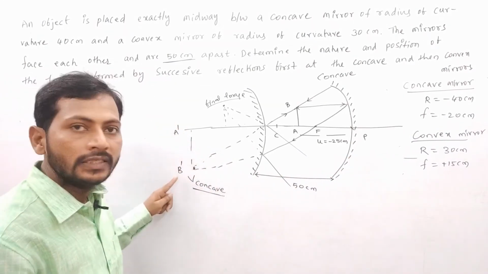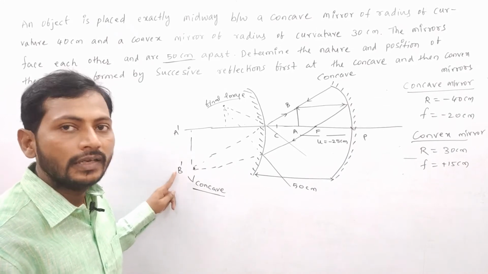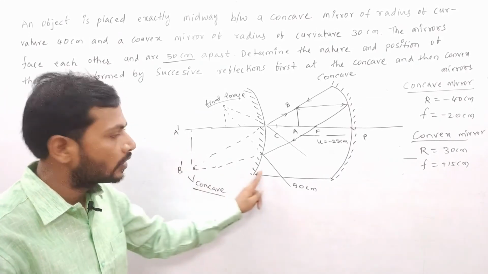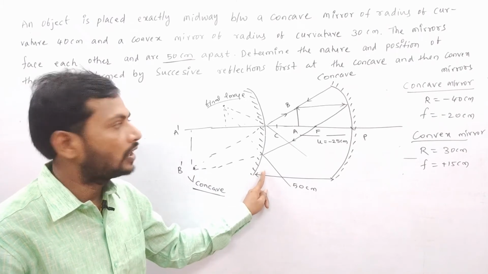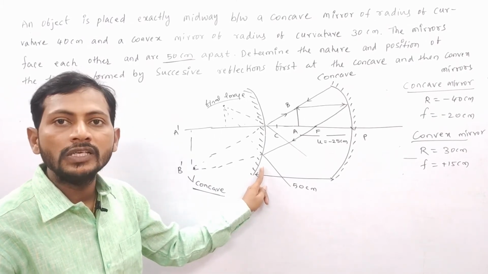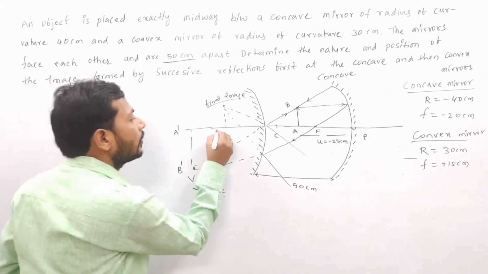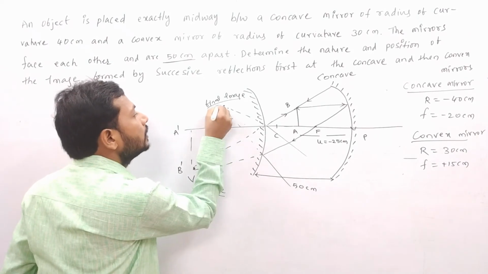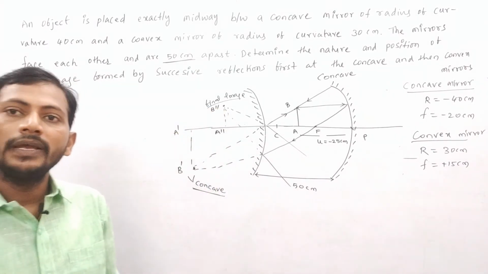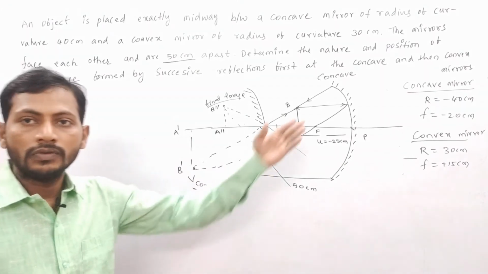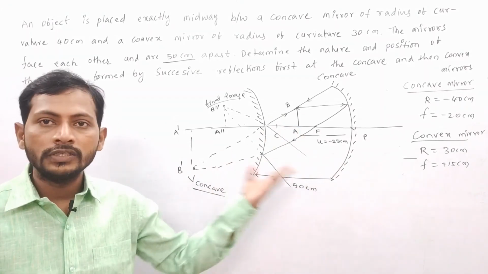Now I am going to ask you a question. A dash B dash is the object for which mirror? Sir, A dash B dash is the object for the convex mirror. Then what is the last final image? Sir, this is the name we are giving: A double dash B double dash is the final image. Then try to do the solution. We are going to follow the same steps.